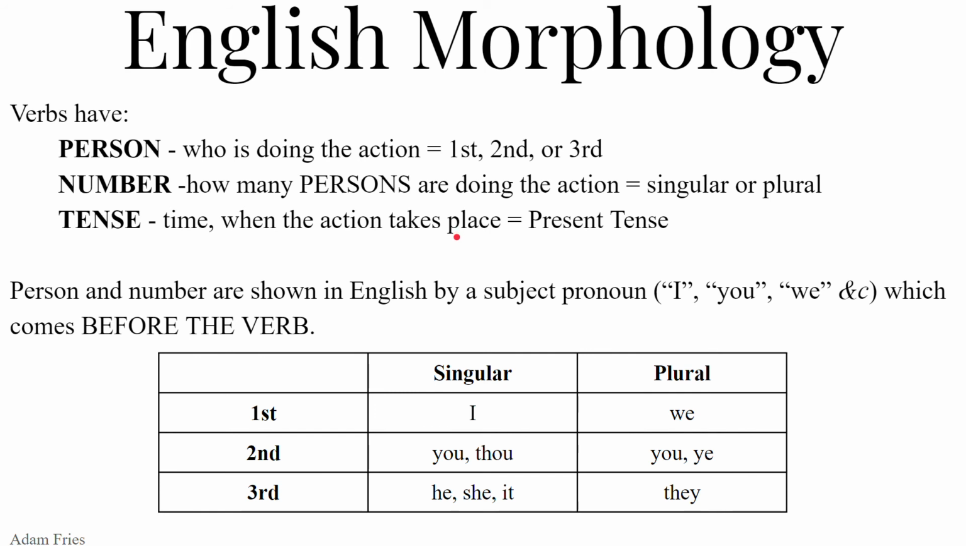So person and number in English are shown by a subject pronoun. So the first person singular subject pronoun is I. So I am doing the action. For second person singular, that would be you or thou. You are doing the action. For third person singular, he, she, or it does the action. For first person plural, unlike the first person singular, where I singularly am doing the action, first person plural is I plus someone else. We are doing the action. And then second person plural, you or ye are doing the action. And third person plural, more than one, he, she, or it's, they are doing the action.